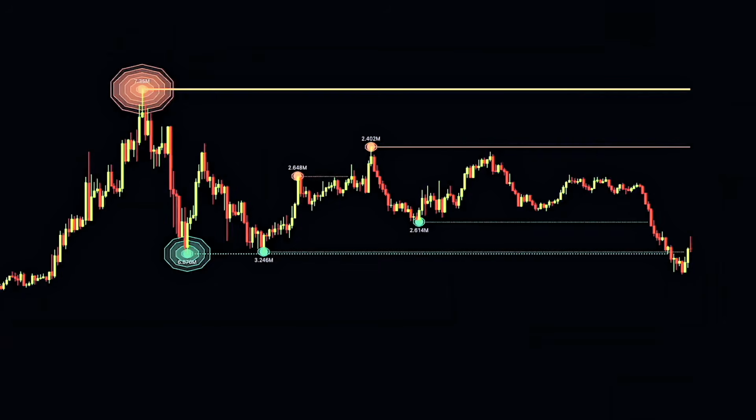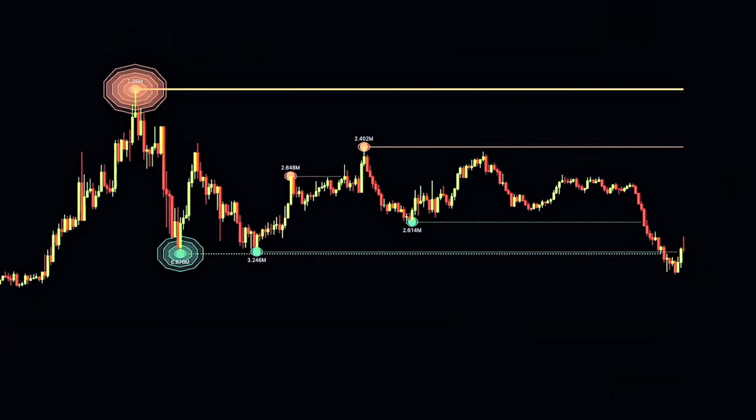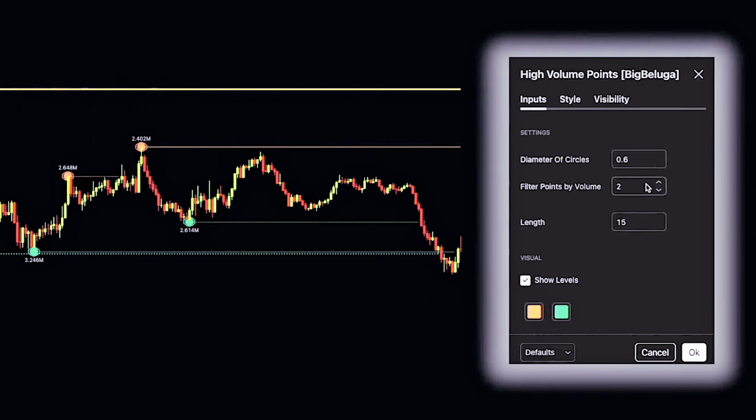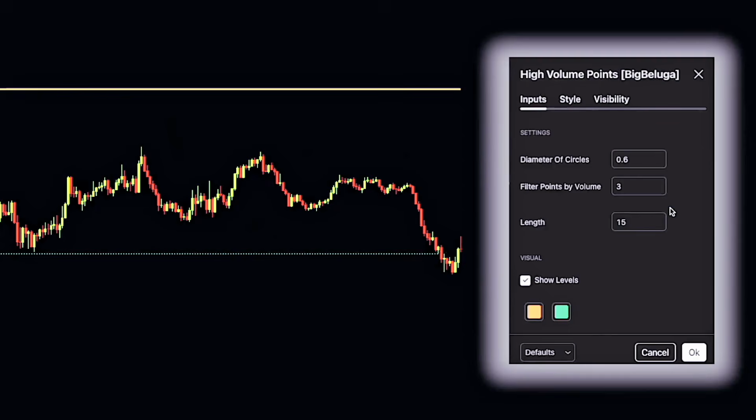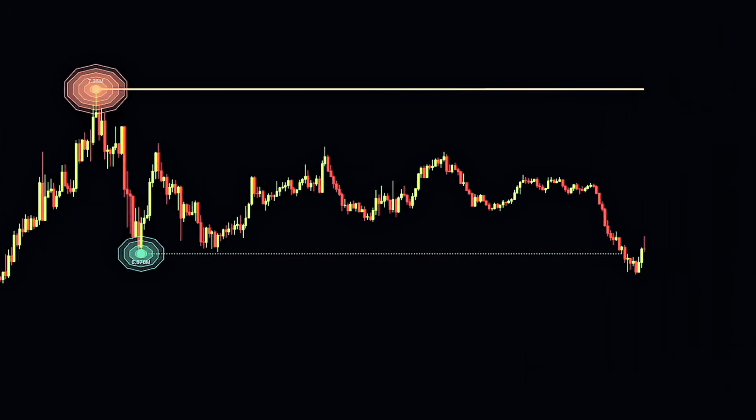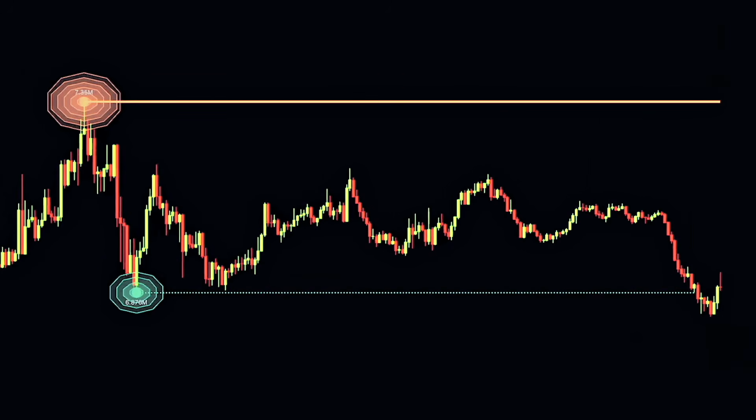Not every volume spike matters though. This indicator lets you filter out the noise with a customizable threshold from 0 to 6, so you only see the most impactful liquidity zones. Here's a solid strategy.